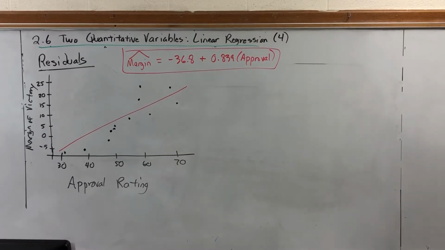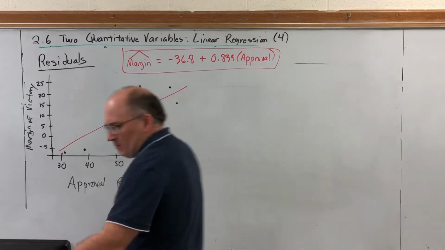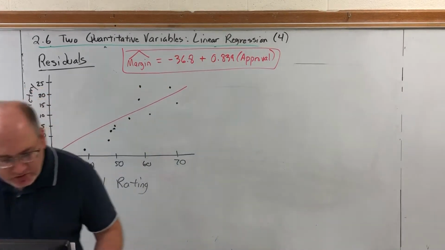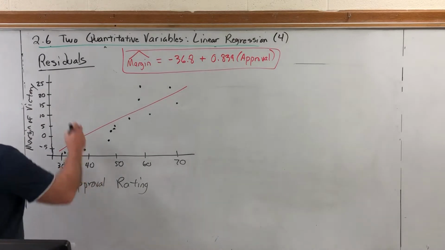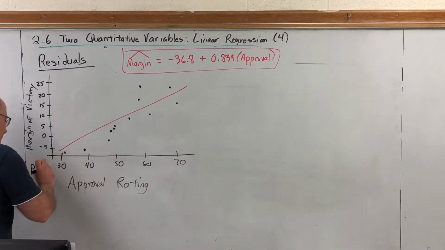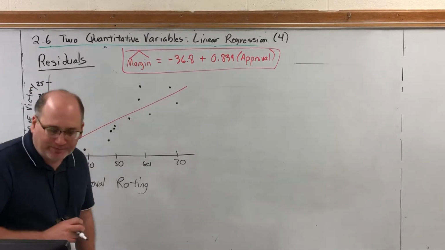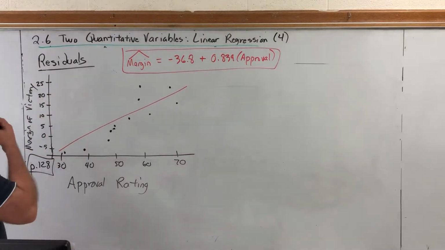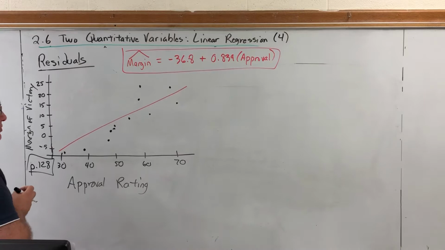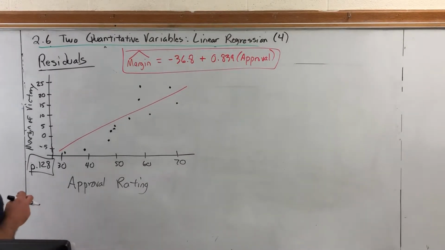On the board, you see a scatter plot, which is actually in the textbook. If you have your textbook, you can turn to page 128 and see this picture. It is not drawn exactly to scale, but it'll do for our purposes. We could interpret the intercept and we could interpret the slope. In fact, let's go ahead and do that real quick.